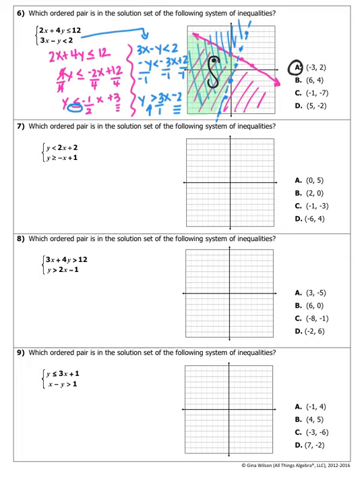Go ahead and try number 8 on your own as well. It says which ordered pair is in the solution set of the following system of inequalities. So you're going to have to solve 3x plus 4y greater than 12 to get the y all by itself first, and then graph it. Then the second one is already in slope-intercept form, so you're good to go to just start graphing that. Then determine which one of these inequalities falls in your overlapped shaded region. So go ahead and try number 8 now.